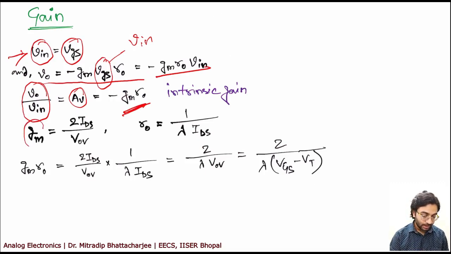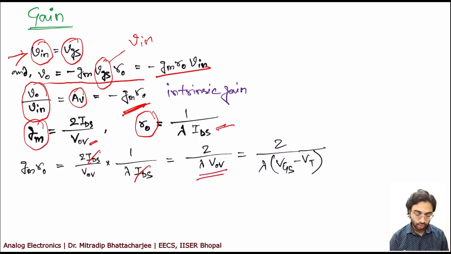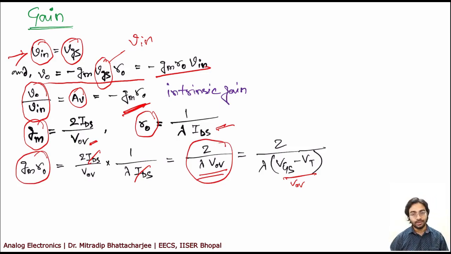Now, if you replace the value of GM and R0, which we already have derived, GM is 2 IDS by VOV, the overdrive voltage, and R0 is 1 by lambda IDS. Just replace these two, you'll find IDS is getting cancelled, and you have 2 by lambda VOV, or 2 by lambda (VGS minus VT). This is essentially VOV, right? So in this case, your GM R0 value is 2 by lambda VOV.